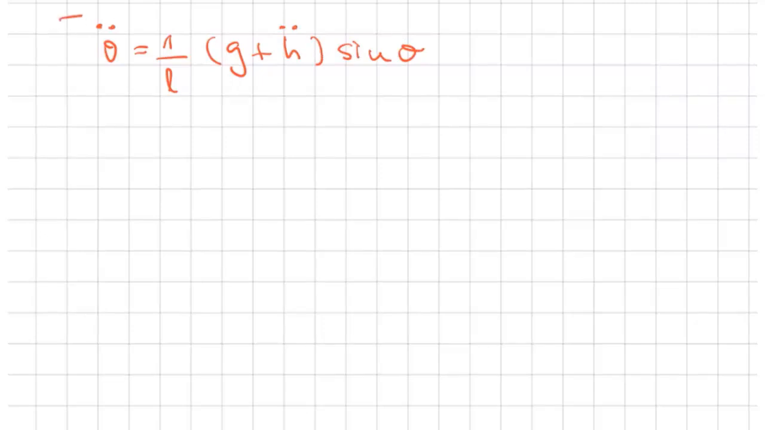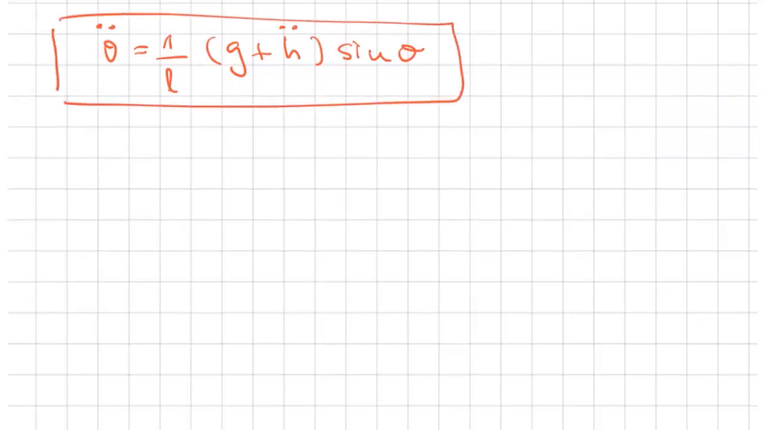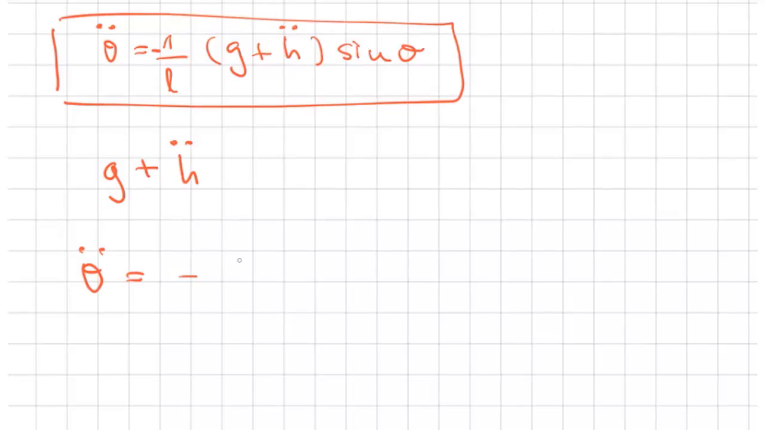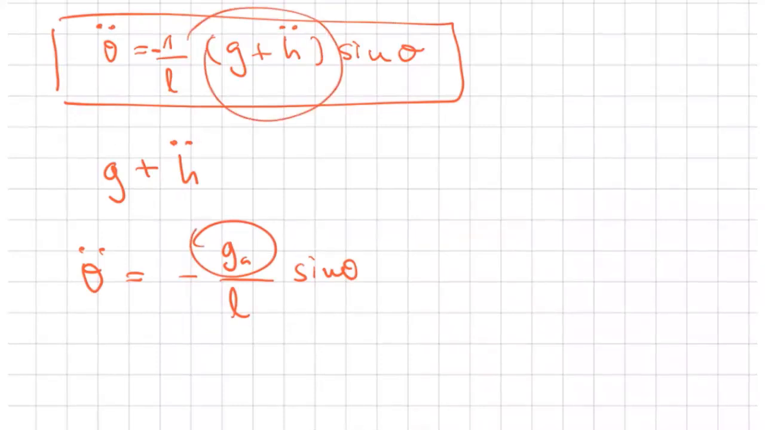And this is the equation of a simple pendulum, right? With the acceleration as g plus h double dot. Remember that the equation of a pendulum is theta double dot, I forgot this minus sign here, theta double dot equal minus acceleration of the gravity, right? Dividing the length, sine of theta, right? And this is our acceleration on this one. And this is the solution of this problem.